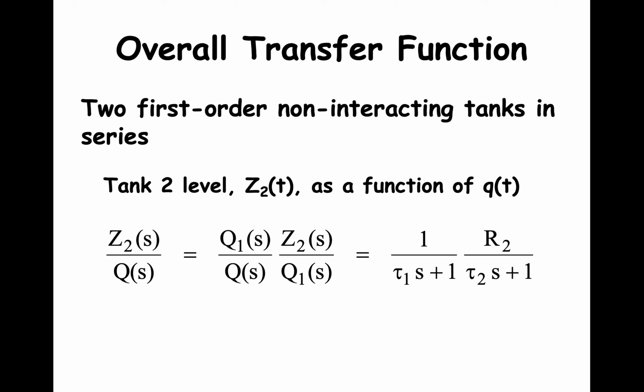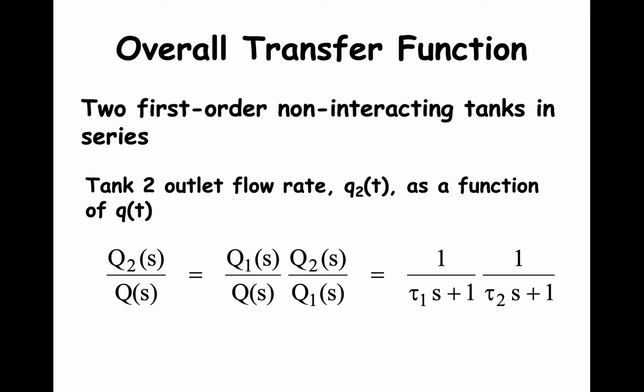Now let's say that we want to find the fluid depth in Tank 2, which is Z2, in relation to the inlet flow into Tank 1, which is Q. We can find that transfer function by simply multiplying the appropriate transfer functions in series. So to find the transfer function Z2 over Q, we multiply the transfer function Q1 over Q times the transfer function Z2 over Q1. The result is 1 over tau 1 times S plus 1 times R2 over tau 2 times S plus 1.